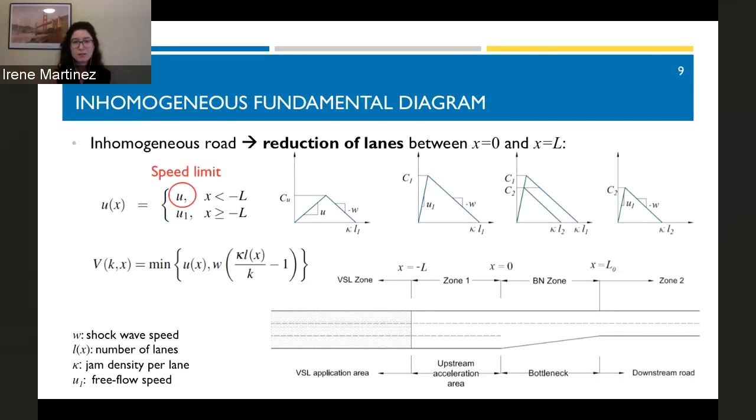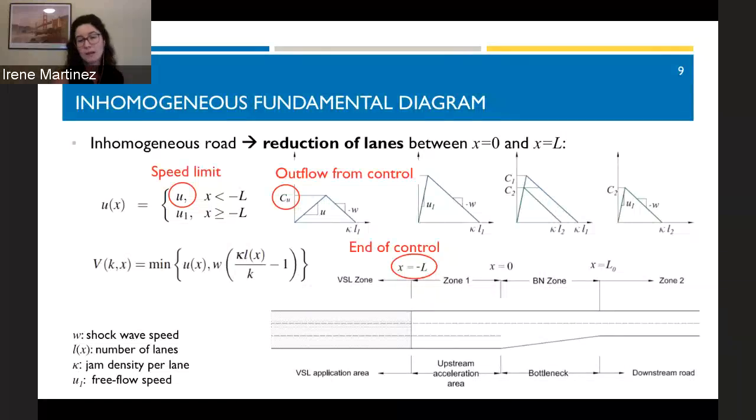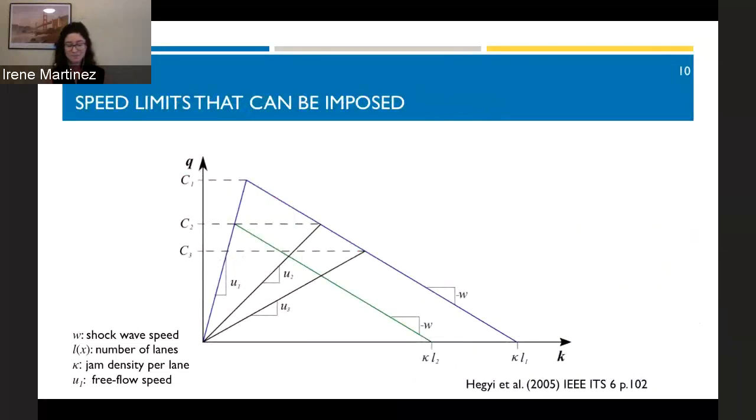The three main variables that I'll be talking about today are the speed limit, the distance between the end of the speed limit zone and the bottleneck, L, and the outflow from the control, CU. So the first question should be, what type of speed limit should we impose?